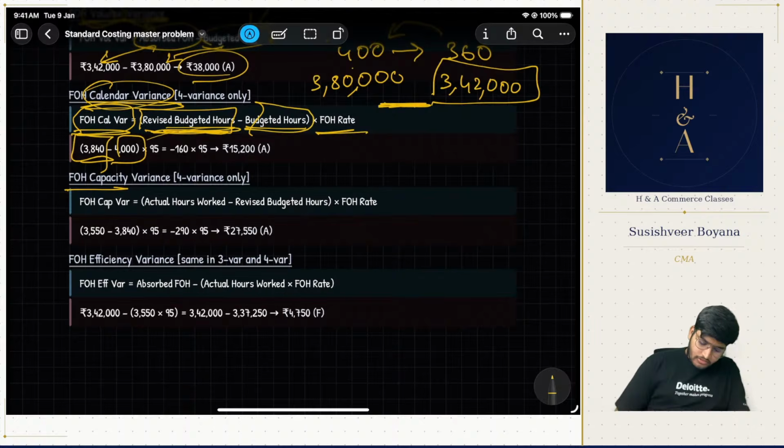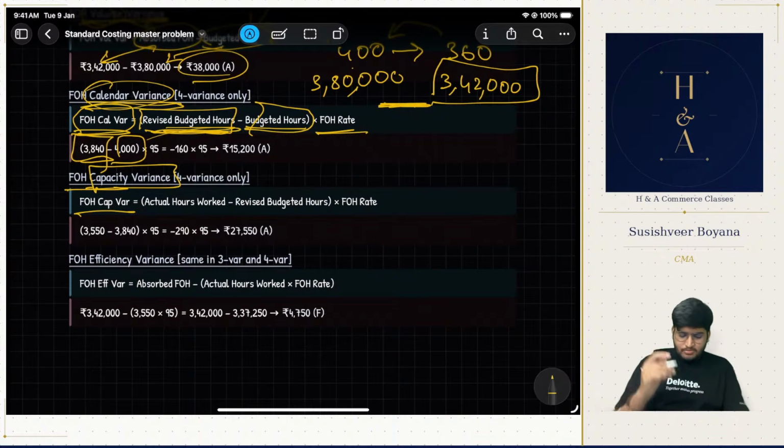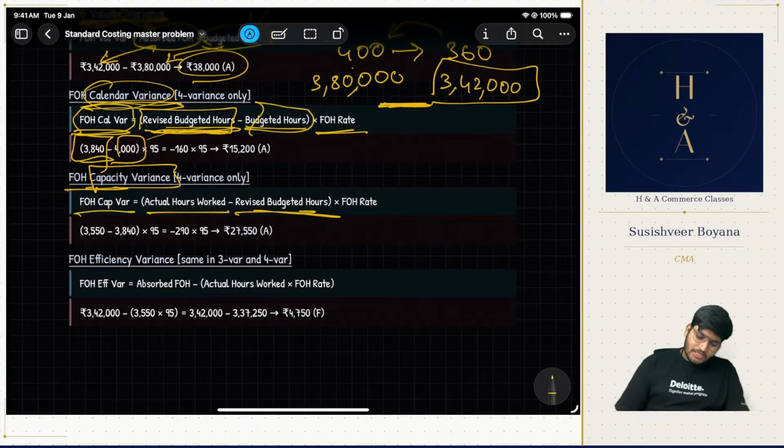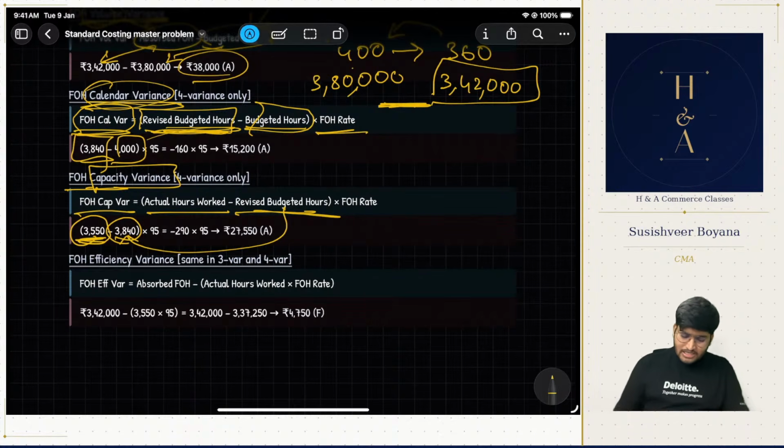Now what do we have? Fixed overhead capacity variance. Capacity again, we're talking about the cap. What is the maximum they can do? Actual hours worked is what they've done versus the budgeted hours as per the actual output is what they can do. That is what we'll see. Capacity. They've only worked for 3,550 hours, where they could actually have been productive for 3,840 hours. That is the capacity variance. It is more like a utilization. To what capacity did they perform?